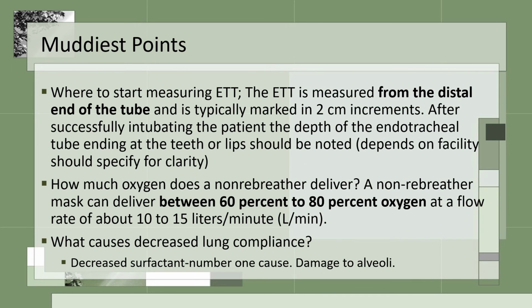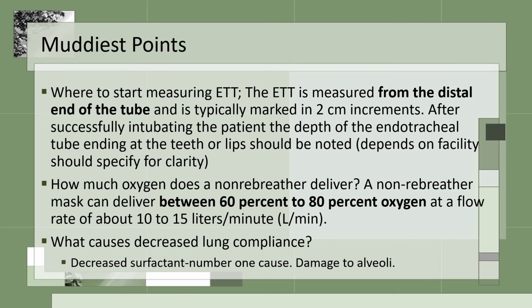Where to start measuring the ET tube so we know where it is. The ET tube is measured from the distal end of the tube and is typically marked in 2 centimeter increments. After successfully intubating the patient, the depth of the endotracheal tube ending at the teeth or lips is going to be noted. Depending on your facility, they should specify, but always clarify what you're measuring from. So that might be a good clarifying question to ask your nurse that you're getting a report from.